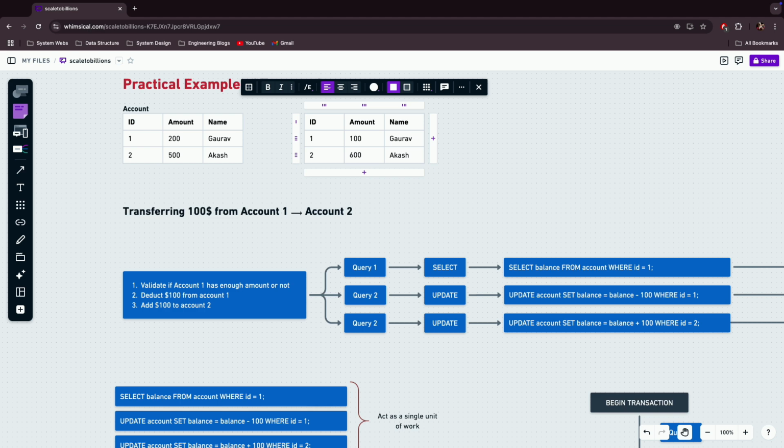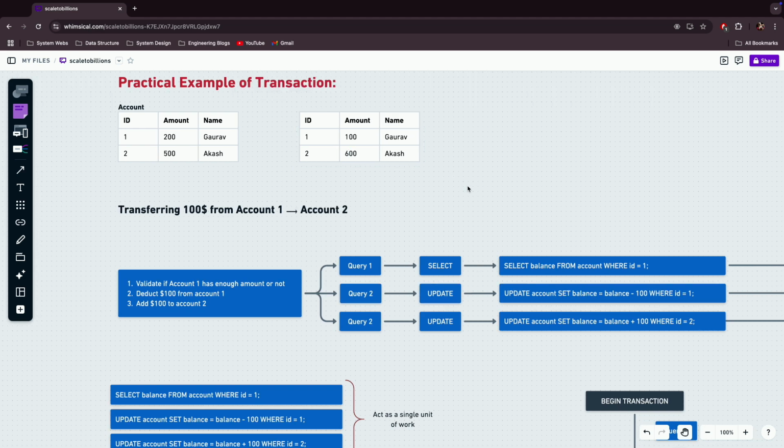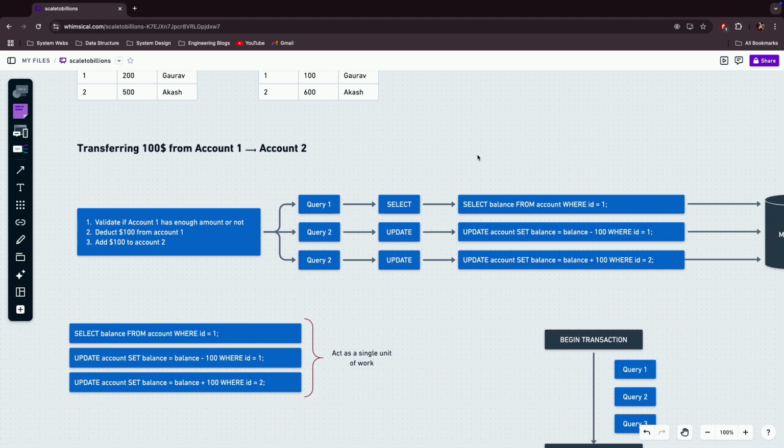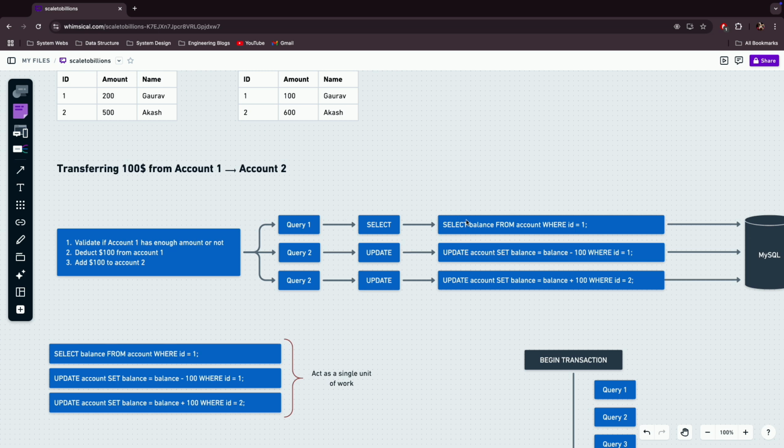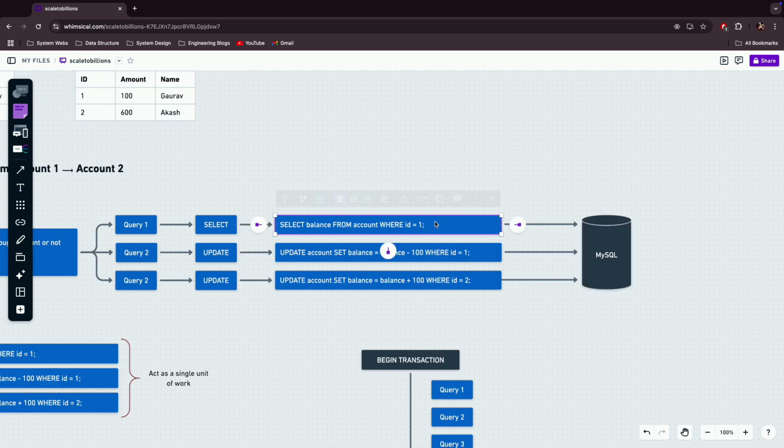But what's the issue if transaction is not in picture? What will be the issue that we'll face? Suppose these are the three queries that we need to write: select balance from account where account ID is one. If that balance is greater than the amount that we want to send, then we update the current account balance by decrementing $100 and then update account ID two by adding $100, right? But we can't send these queries one by one to the database. How do we ensure all the queries have been successfully executed?